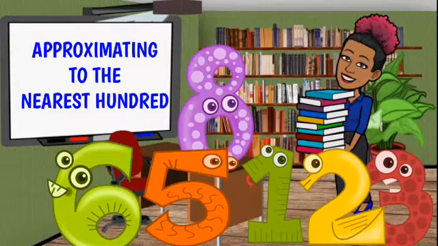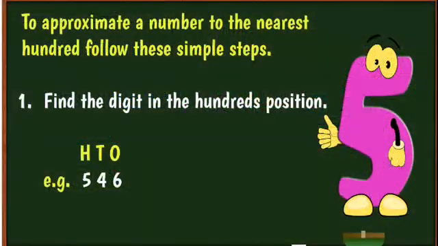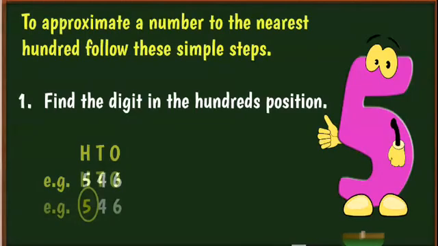Approximating to the nearest hundred. To approximate a number to the nearest hundred, follow these simple steps. So here we have our example, 546. Step 1. Find the digit in the hundreds place.